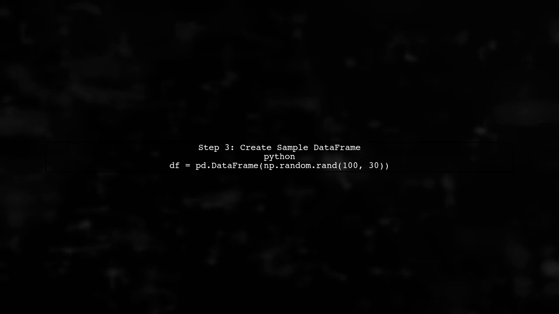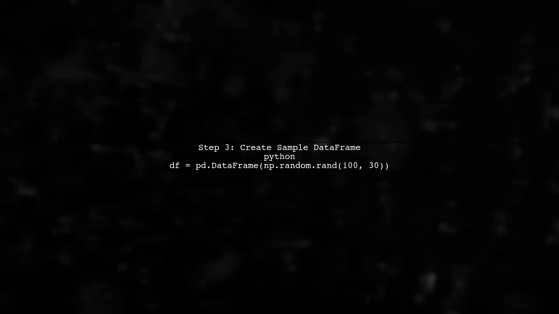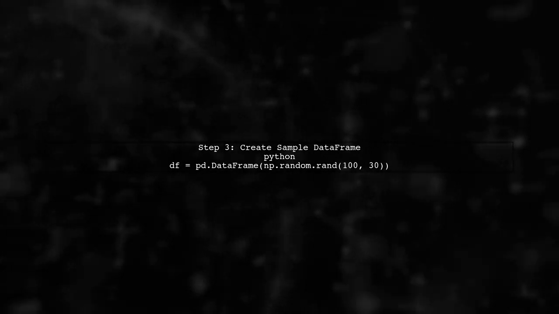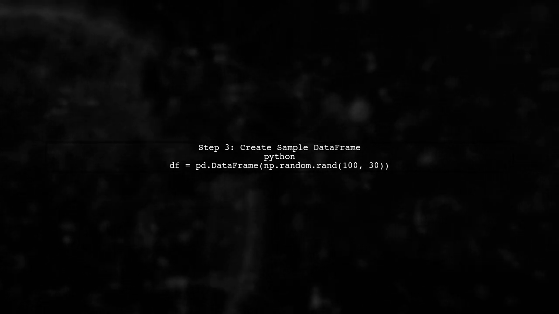Now, let's create a sample data frame with 100 rows and 30 columns. You can use random data for this example. Here's how to do it.